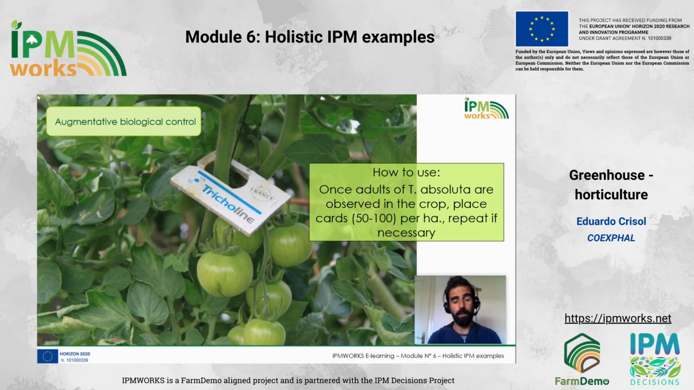How to use this natural enemy is very easy. We are using these commercial cards that contain parasitized eggs with Trichogramma adults. And so we are going to be placing between 50 and 100 of these cards for each hectare of our crop. And then we will repeat this treatment if it is necessary.